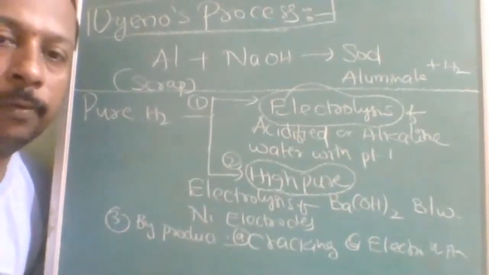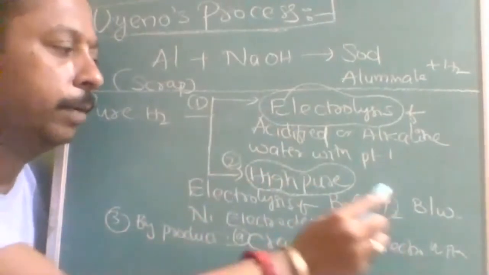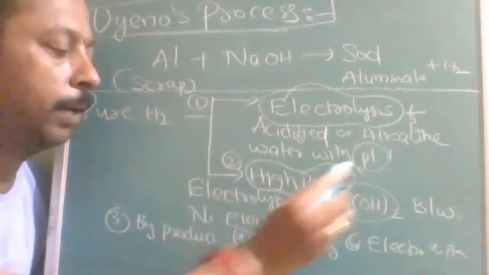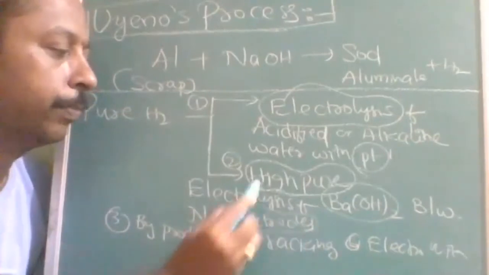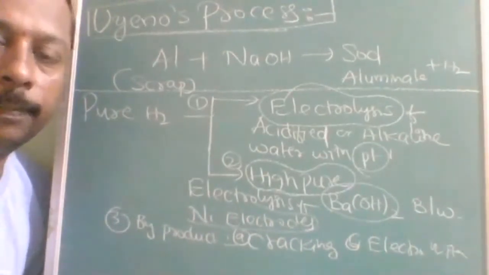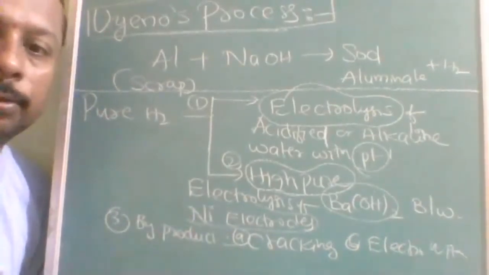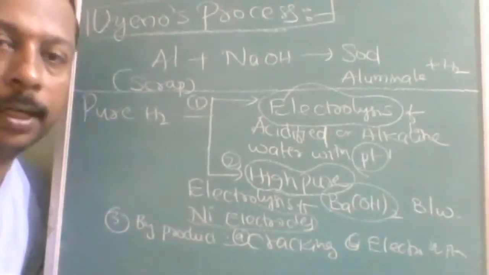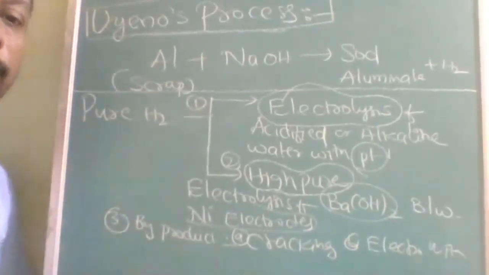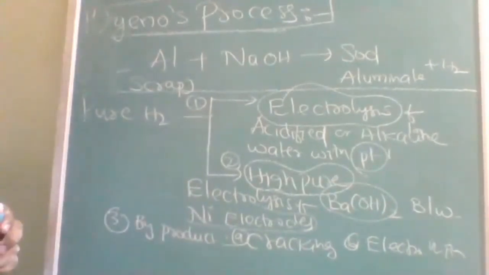Okay. So if you want even higher purity, instead of water, we can use barium hydroxide. Instead of platinum, we will use nickel electrodes. This is very important. Highly pure hydrogen is prepared by electrolysis of barium hydroxide with nickel electrodes. Which electrodes? Nickel electrodes. Okay. So if you're not interested in preparing the hydrogen, you can also get it as a byproduct. Okay. So note down this, then I will tell you about byproducts.